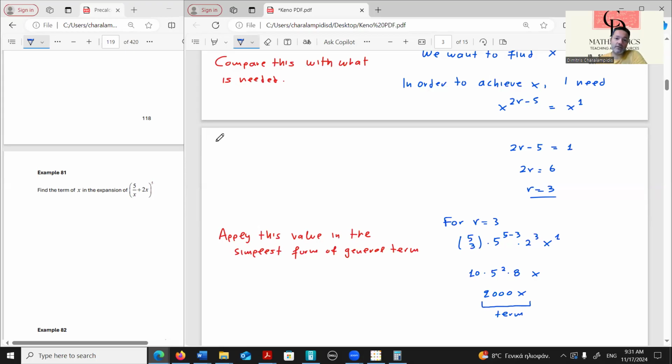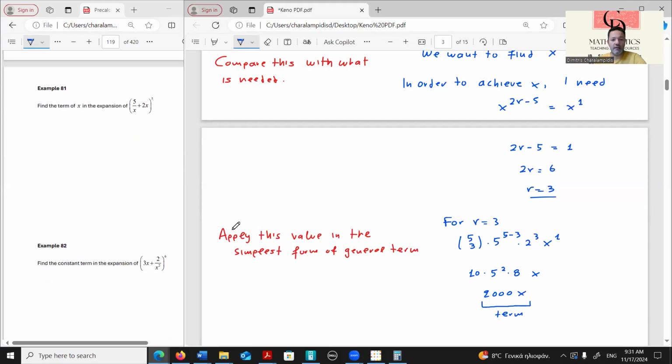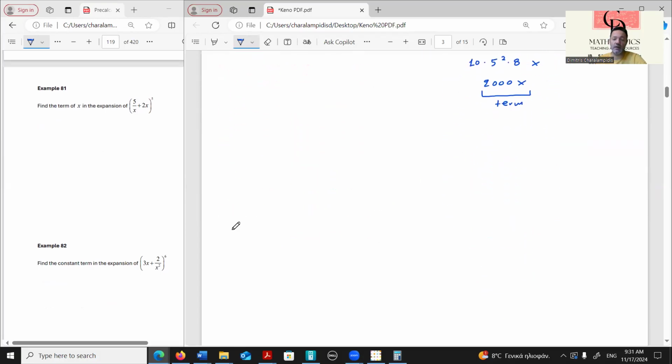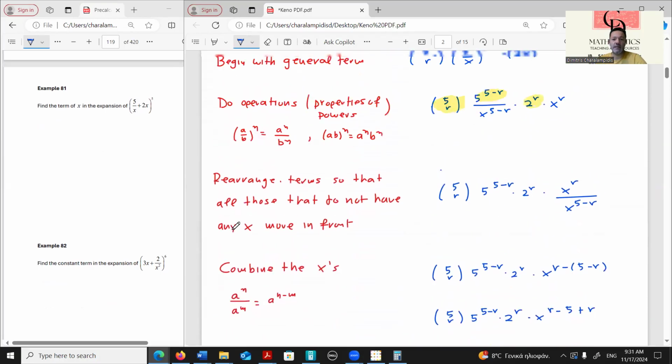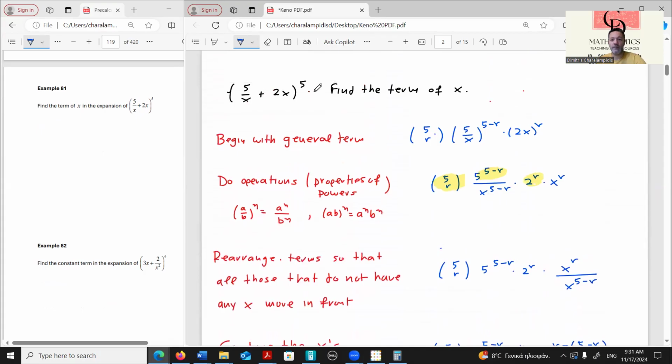In case some exercises simply want the coefficient of x, we would have responded back with just the numerical value of this term, which is, in this case, equal to 2000. We will do another example as well, but remember, let's see the steps again. We begin with the general term.